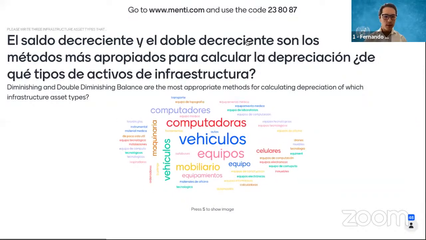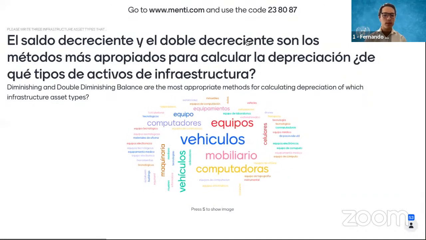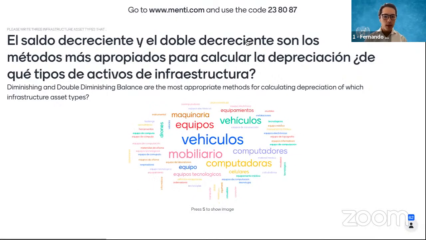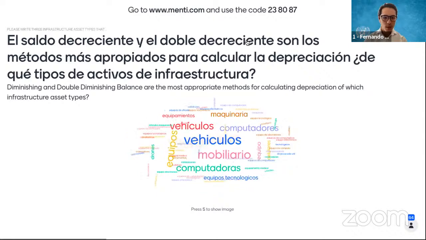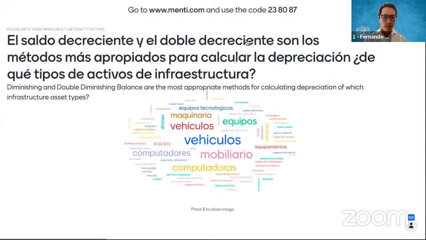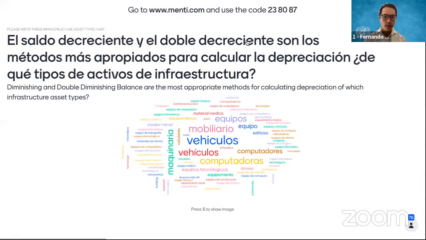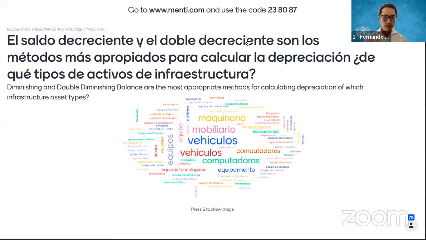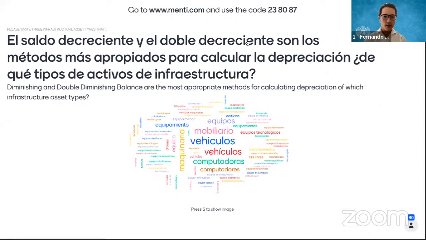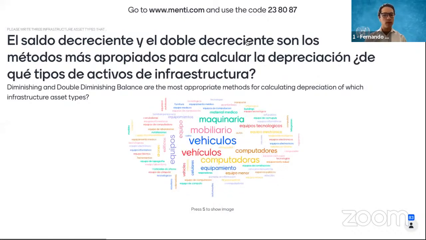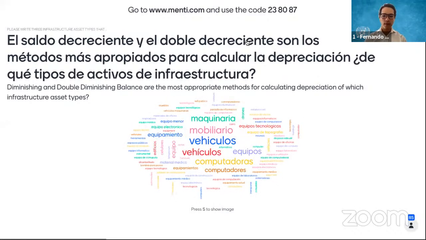So Vladimir, we're seeing some interesting responses such as vehicles again, computers, computer equipment, technological equipment. Vehicles appears to be the most common response. Furniture as well, office furniture. Again, computers, vehicles, equipment. Those are more or less the most common responses we're receiving.